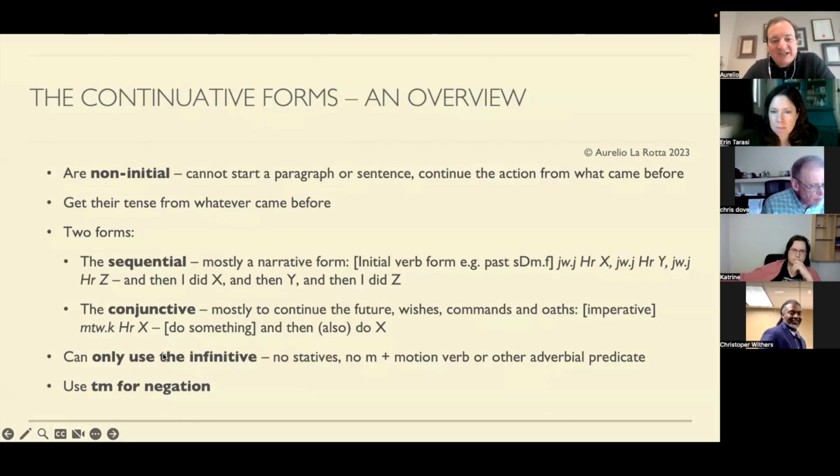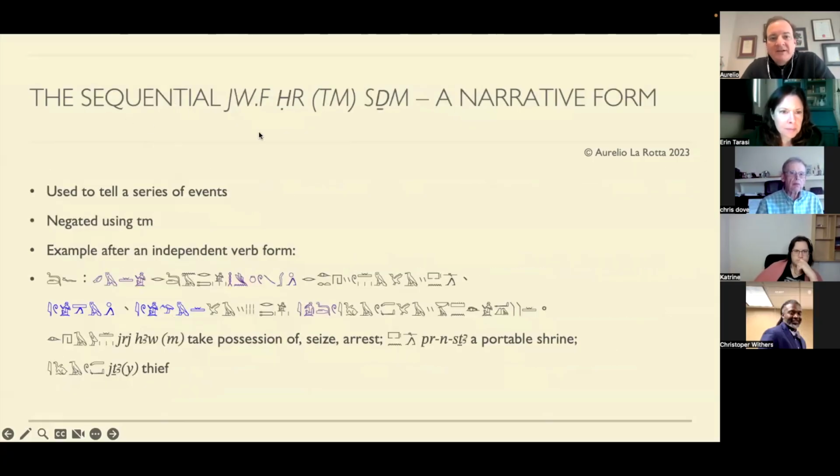Let's go into some examples, first for the sequential. Like I said, iw.f, or iw plus subject, her, and then sejem, typically used to tell a series of events. This is a specifically Late Egyptian form. You don't really use this in Middle Egyptian. I think you would use sejm.n.f there, if I'm not mistaken.